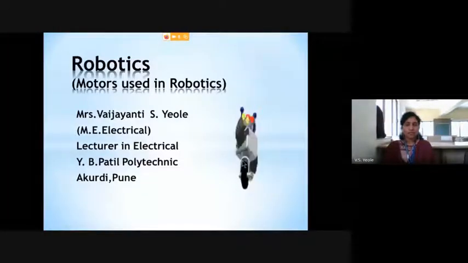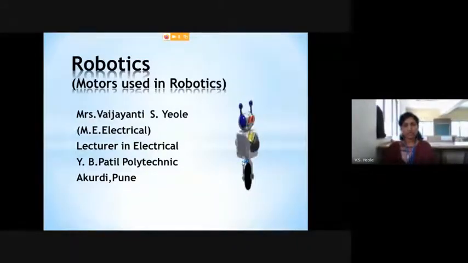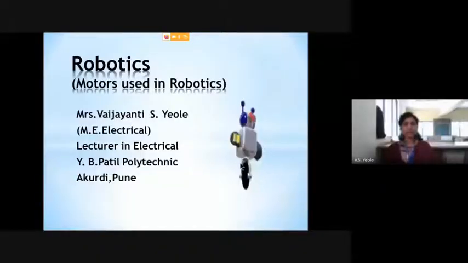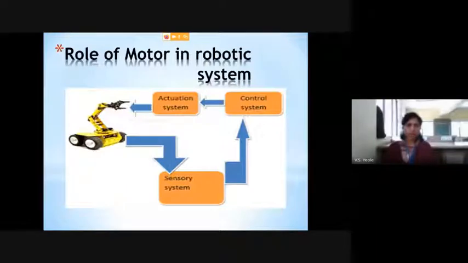So in the first PPT, you can see that the robot is moving. Each and every part of the robot is moving. That's why we have to learn different types of motors which are used in robotics.